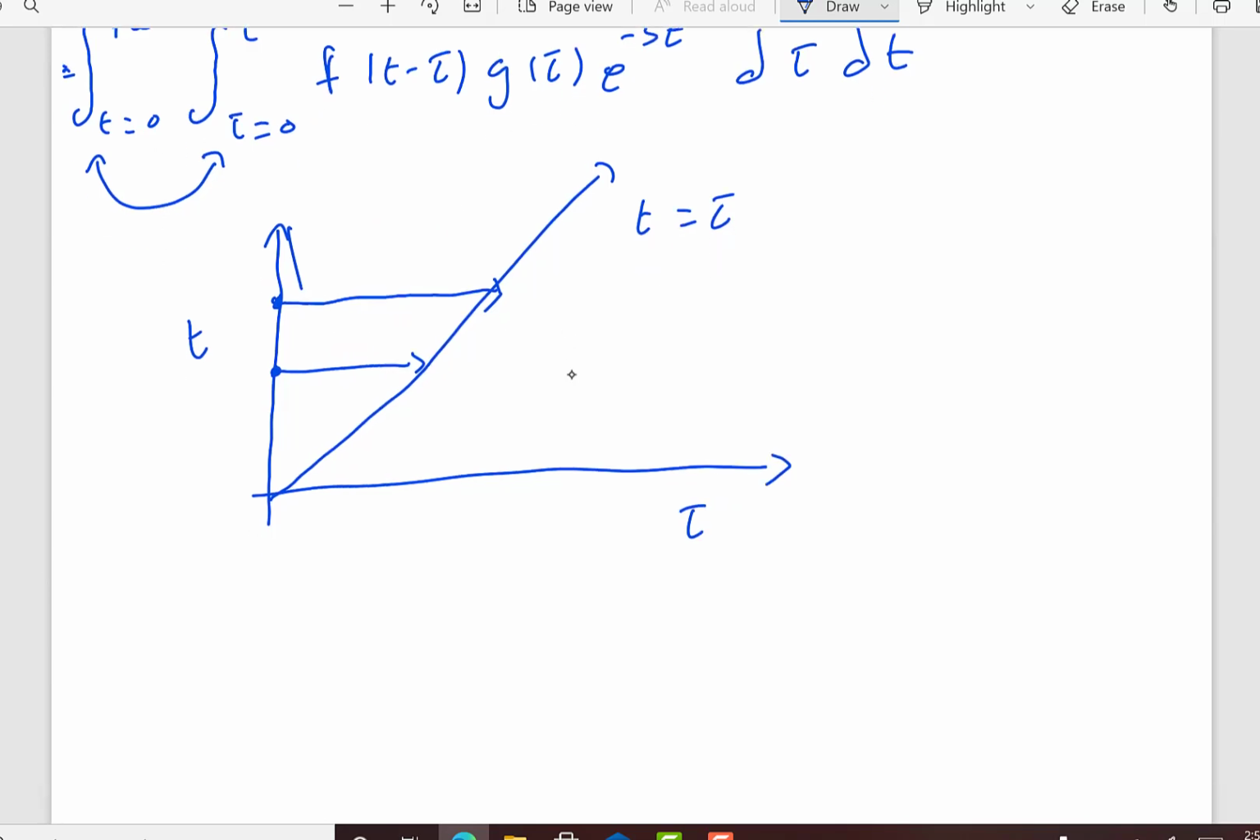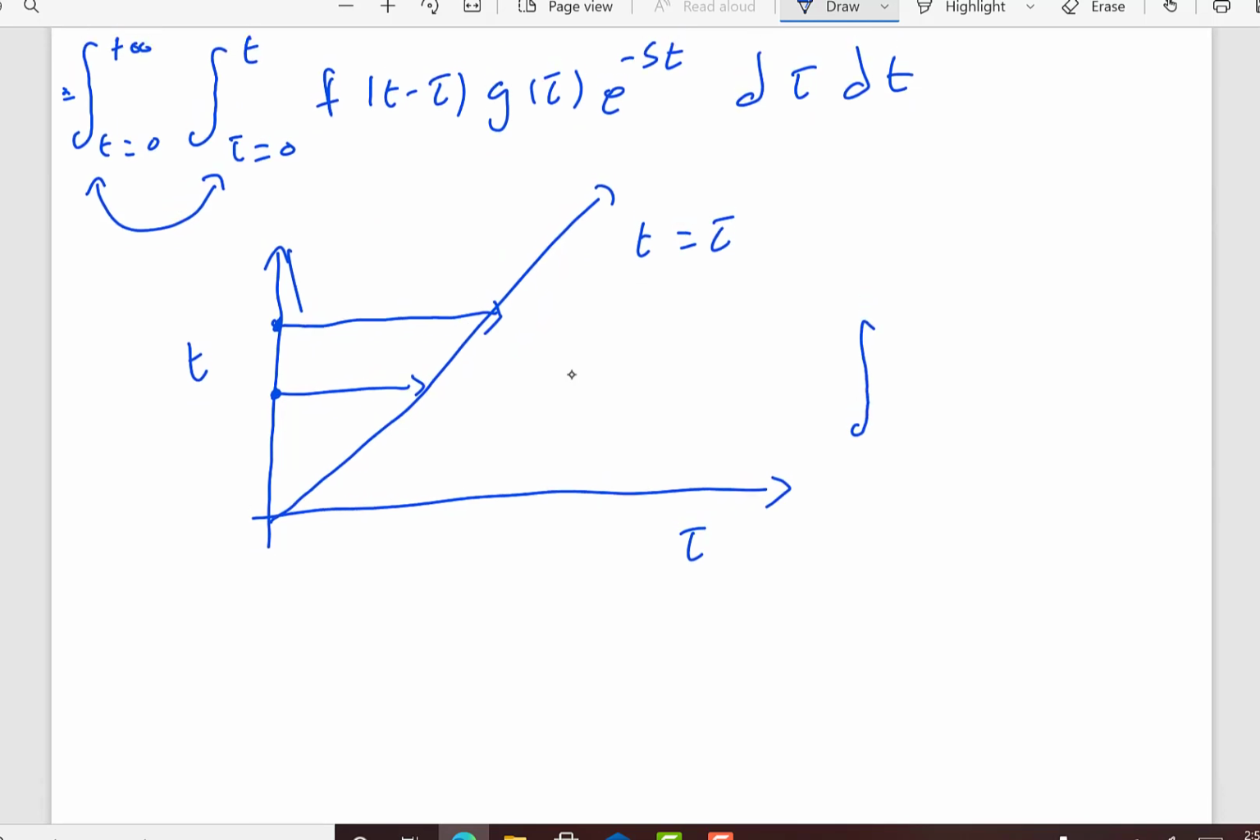So when I change the order of integration, I'll rewrite the integrals here, but I want to have t on the inside and tau on the outside. Now I know tau is going to go from 0 to positive infinity. You can just tell it from this region up here. The smallest value of tau is 0, and the biggest is infinity, because again this is an infinite region above the t equals tau line. Now what about t? For every fixed value of tau, t goes from tau up to infinity. So this is going to be tau to positive infinity. So if I want to switch the order of integration, this is how I switch the integrals.